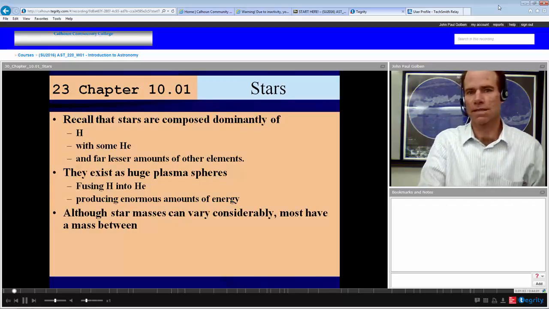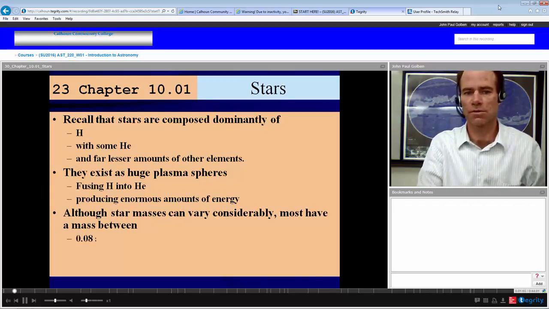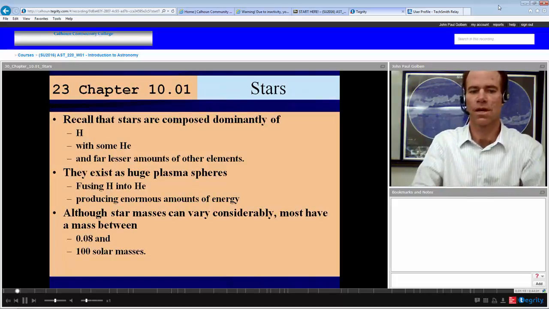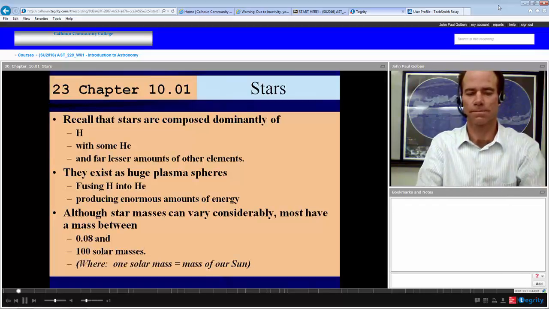Although star masses can vary considerably, most have a mass between about 8/100ths of the mass of our sun and 100 solar masses, so approximately about 1/10 of a solar mass to 100 solar masses. So our sun is on the small side of the scale. One solar mass is the mass of our sun.